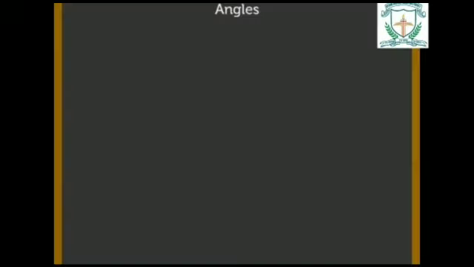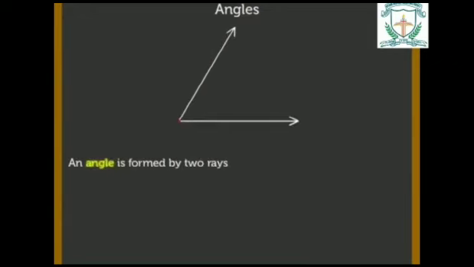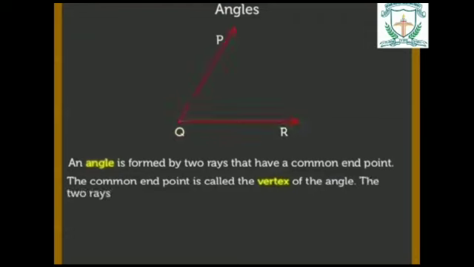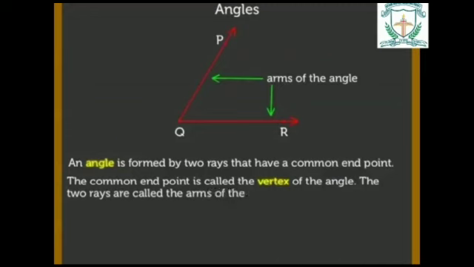Angles. An angle is formed by two rays that have a common endpoint. So, here Q is the common endpoint of ray QP and ray QR. Here the common endpoint Q is called the vertex of the angle. The two rays QP and QR are called arms of the angle.